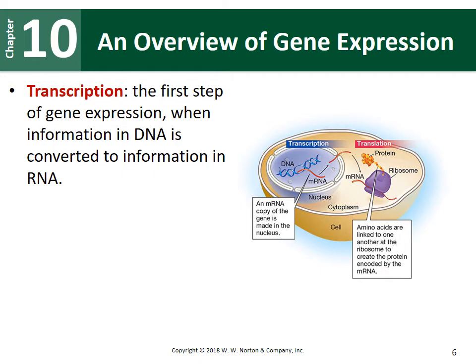So we're going to look at an overview first, and then we'll get into the details. First, transcription. This is the first step of gene expression, and it's when information in the DNA is converted to information in RNA. This happens in the nucleus of our eukaryotic cell.